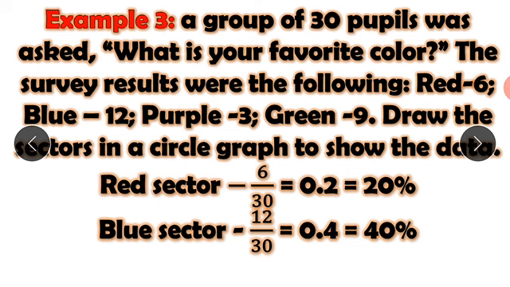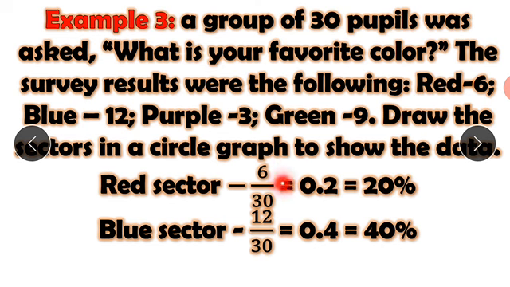A group of 30 pupils was asked, what is your favorite color? The survey results were the following: red 6, blue 12, purple 3, green 9. Draw the sectors in a circle graph to show the data.